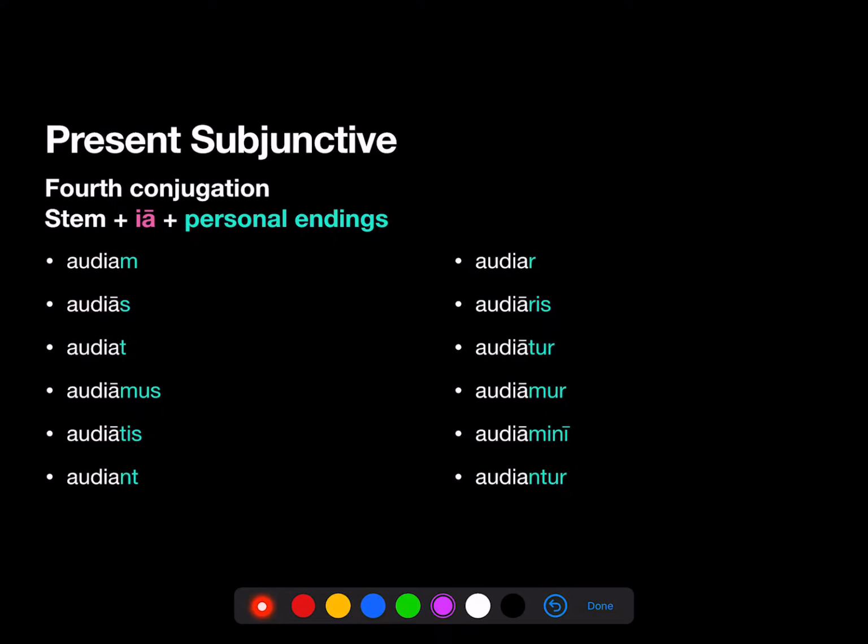And finally, the fourth conjugation. It's the stem, aud, plus I long A, plus the same personal endings. The long A gets shortened exactly where you'd expect it to.